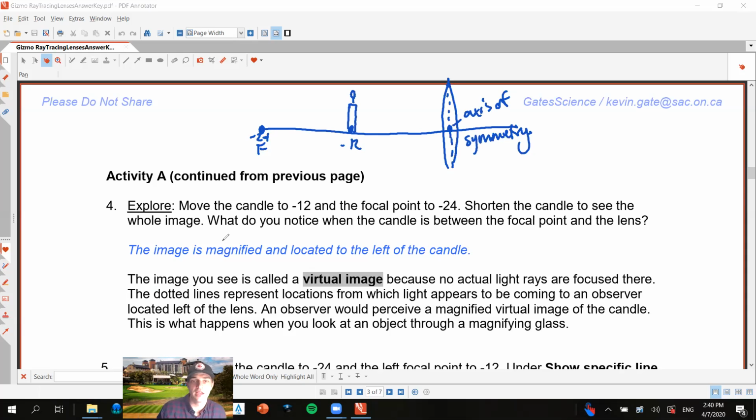So it says when we do this, what happens to the image produced? In this case, what we should see is that the image produced is magnified and located to the left of the candle as a virtual image, which makes sense. If you think about it, the rays that go through the focal point, in this case, those rays need to go from the virtual focal point behind. So it needs to extend. And what you end up seeing is a virtual image.